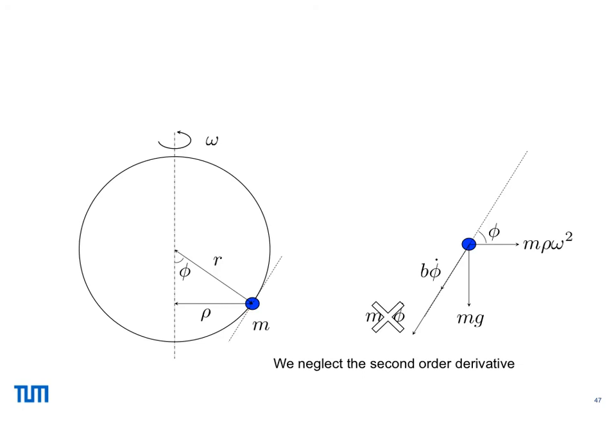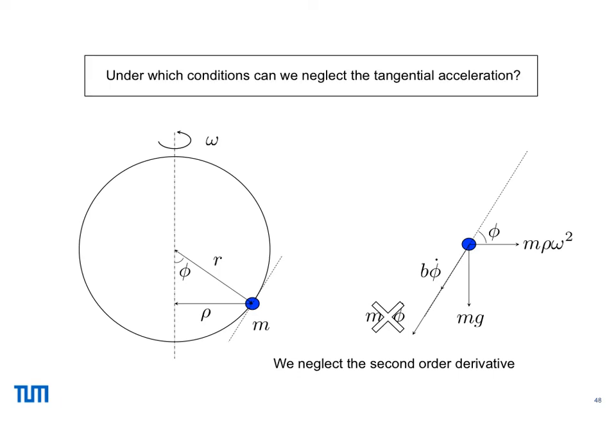So the idea is to compare the size of each term. If this term is smaller in comparison to another term, I can neglect it. So the question here is, under which conditions can we neglect the tangential acceleration?